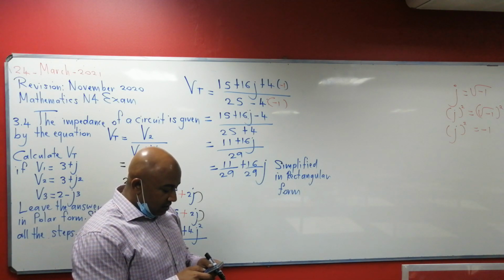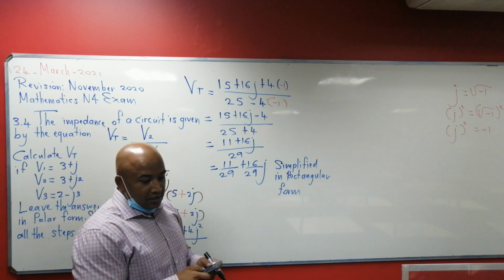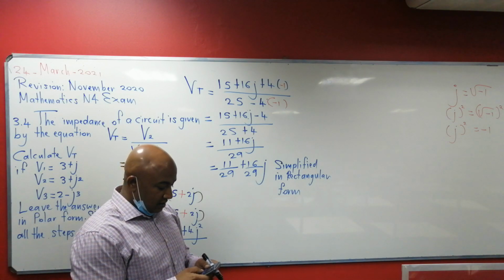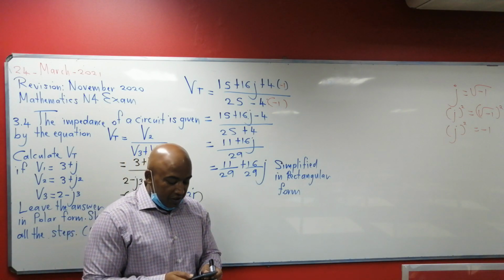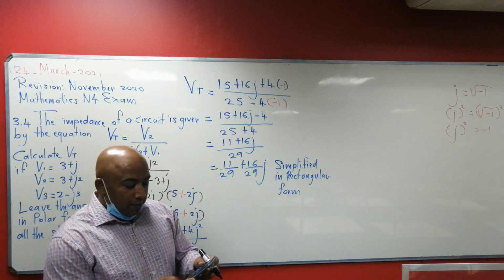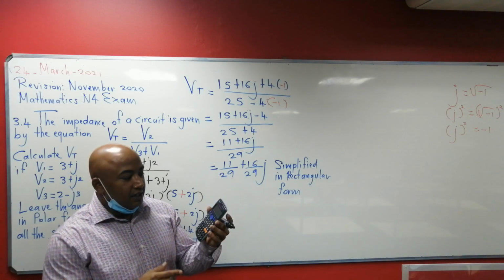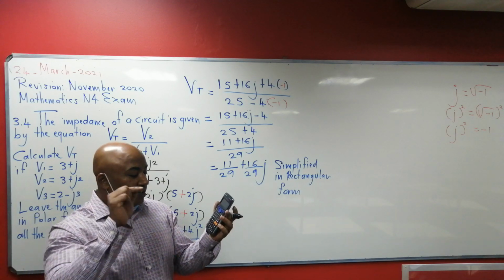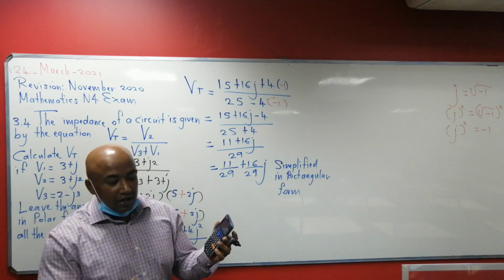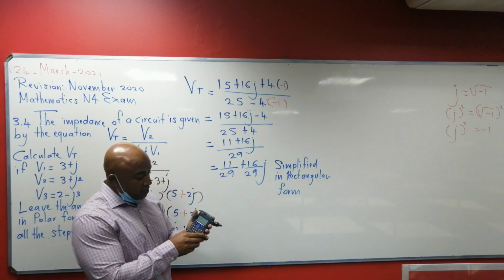So I'm getting R is 0.669 and theta is 55.49 degrees. So R is 0.6695. So all you're going to do is go shift plus. You press shift and the plus button and you see POL appears there. Right. So you're going shift plus and you can see POL open brackets. What you will now type in is 11 over 29.